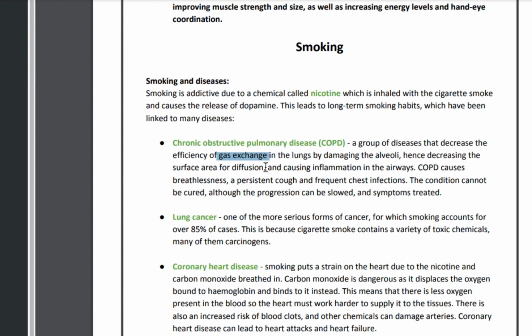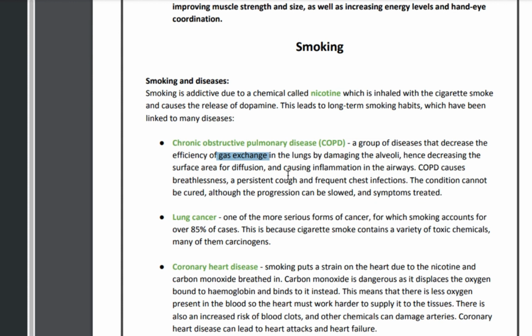Once you start reaching the level of shortness of breath, persistent cough, and frequent chest infection, then this cannot be cured. But if it's the early stage, the doctor will tell you to quit smoking to enhance your system, and after some time they'll give you some medicine. After some time you'll be better. But if you let it degenerate to a very high level, it will reach a point that you can no longer cure this.